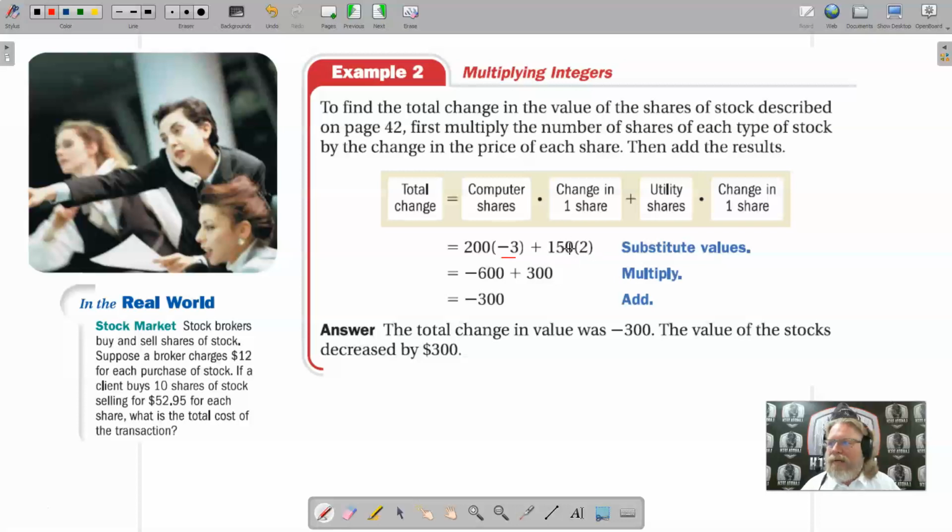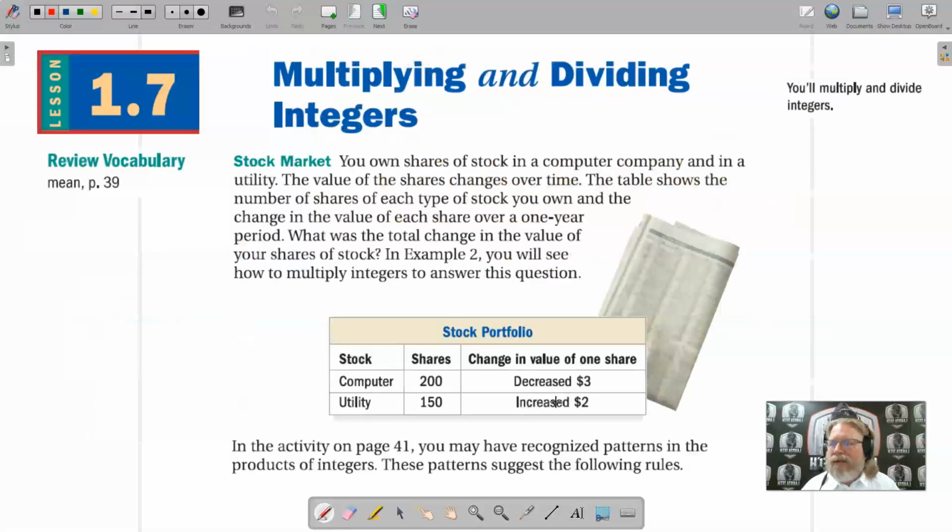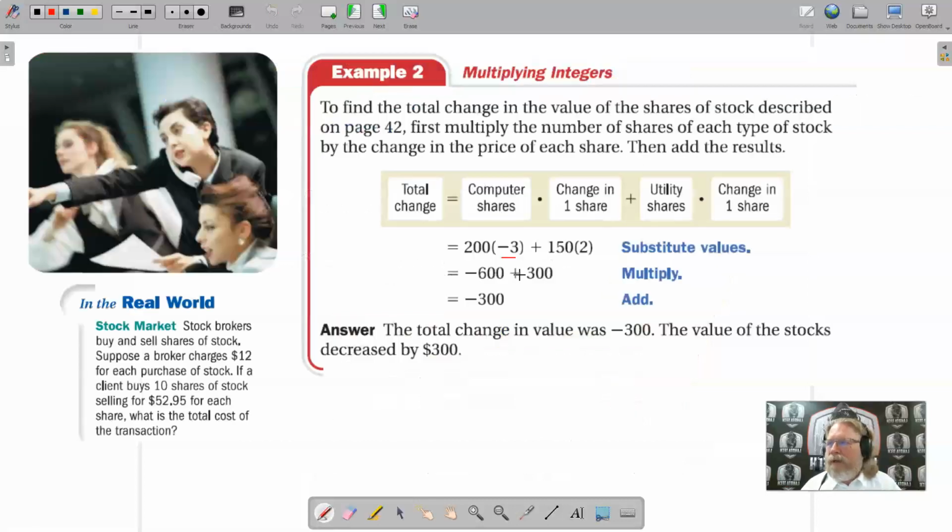And then we had 150 utility shares here. And remember, the utility shares had an increase of $2. So we're going to call decrease minus 3 and increase plus 2. So back to the math problem we go. And we see in that setup, sure enough, with the computer shares, we have negative 3. That is down $3 for each of the shares. And then for the utility shares, we have an increase of $2 because each of the utility shares went up.